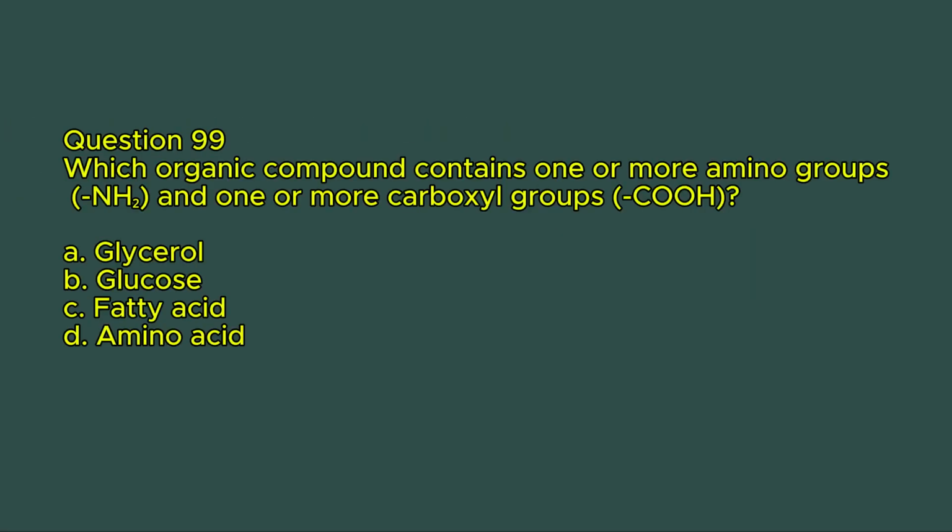Question 99. Which organic compound contains one or more amino groups (NH2) and one or more carboxyl groups (COOH)? A. Glycerol. Glucose. Fatty acid. Amino acid.